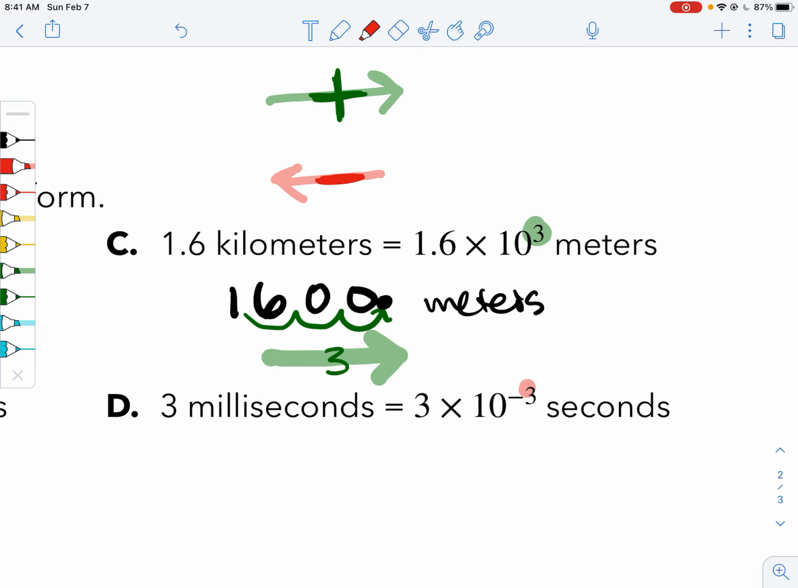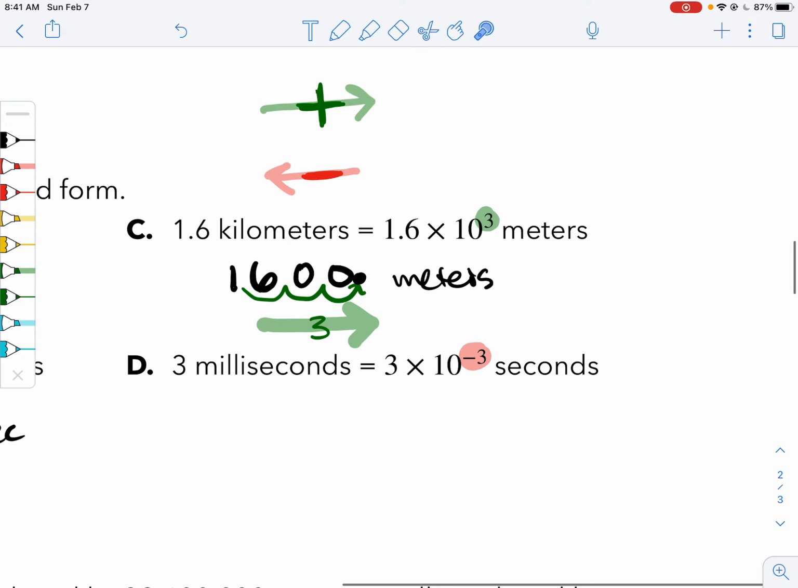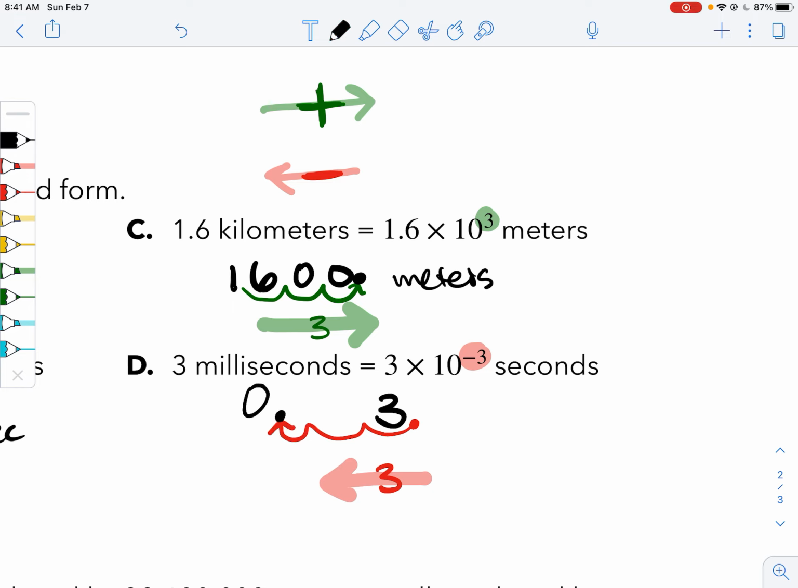And look here, we don't have a positive 3, we have a negative 3. Looking at our negative shortcut, that means we are going to move our decimal place to the left 3 places. So we start out with our 3. Our decimal point started here, moves 1, 2, 3. Our new decimal point goes right here. Let's put a 0 in front of it and fill in 0.003 seconds.